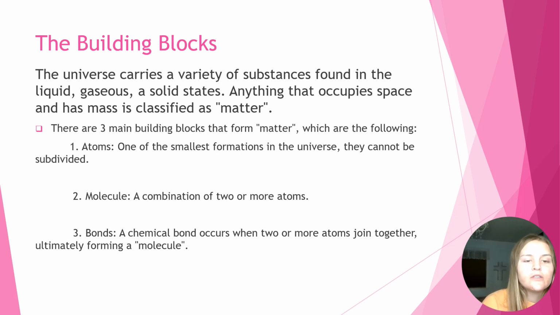Atoms, which are one of the smallest formations in the universe, and they cannot be subdivided. Molecule, this is a combination of two or more atoms and bonds. A chemical bond occurs when two or more atoms join together, ultimately forming a molecule. So each one of these, they kind of build off one another, and without one another, they couldn't exist.